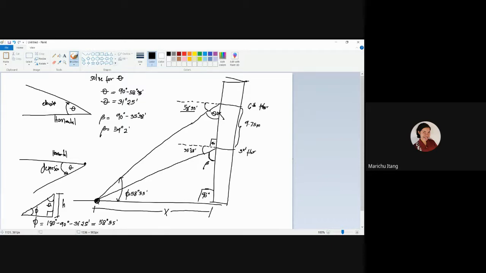What other angle can we determine? We can also determine the angle here, right? So what is the angle? This one. So let's say this is alpha. So how can we solve alpha? For alpha, we can use theta and this 35 degrees 58 minutes, this triangle, right? So we can use this triangle.